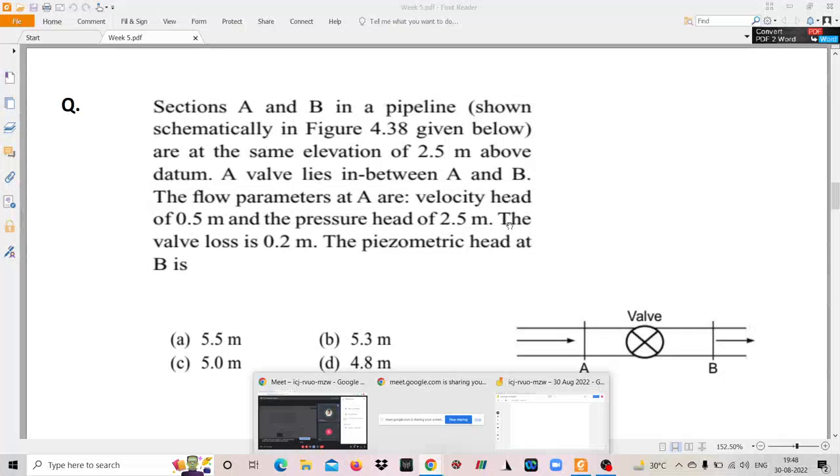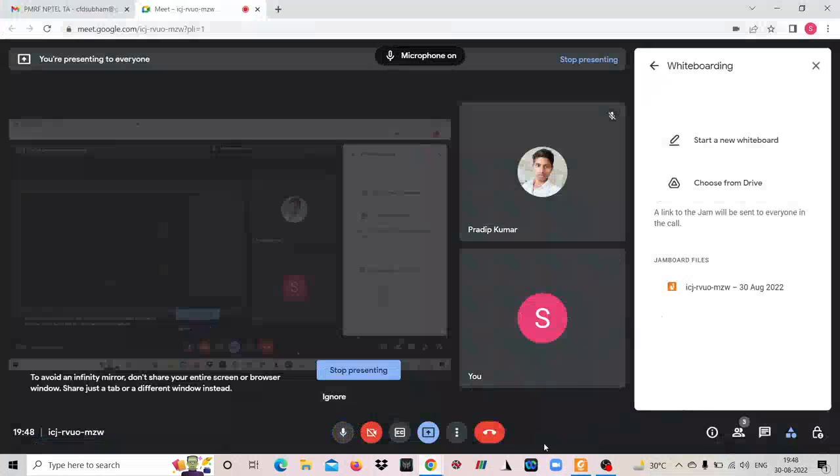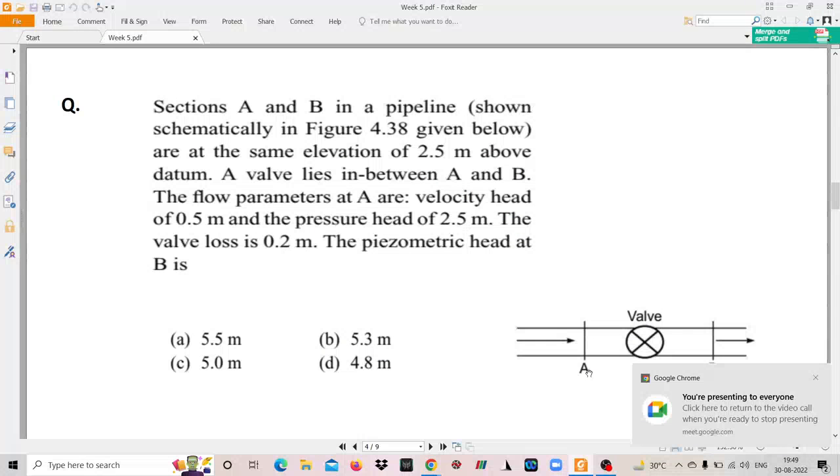Sir, option B, 5.3 meter. What is the answer you told? 4.8. 5.3. 5.3, answer is B. Okay. So how have you obtained the piezometric head? Basically it is a summation of P by rho g plus Z, right? Right, Pradeep? Yes, sir.